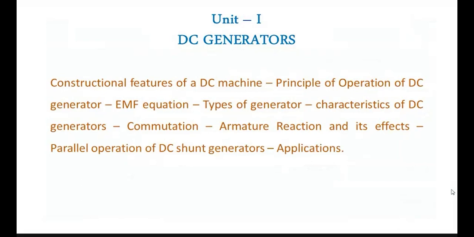Constructional features of a DC machine, principle of operation of DC generator, EMF equation, types of generator, characteristics of DC generator, commutation, armature reaction and its effects, parallel operation of DC shunt generator. Finally, we discuss the applications of DC generator.